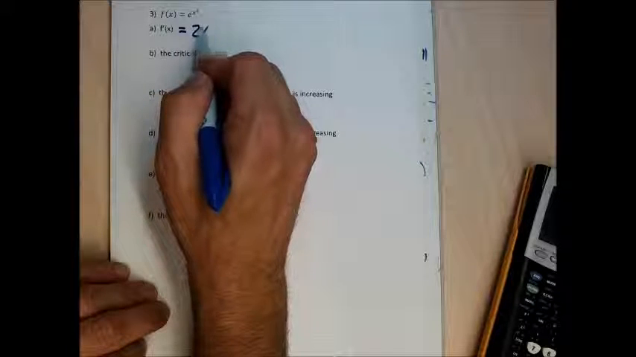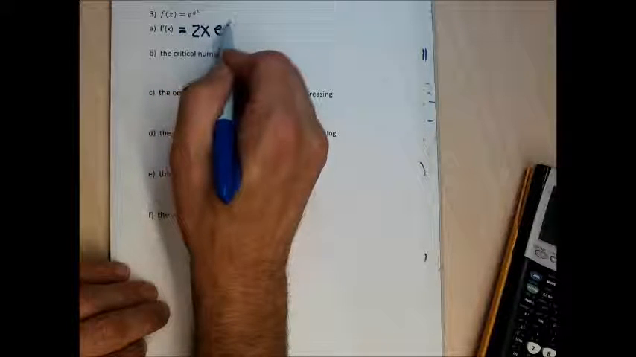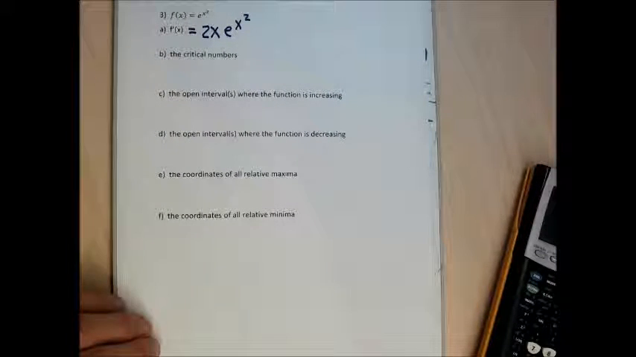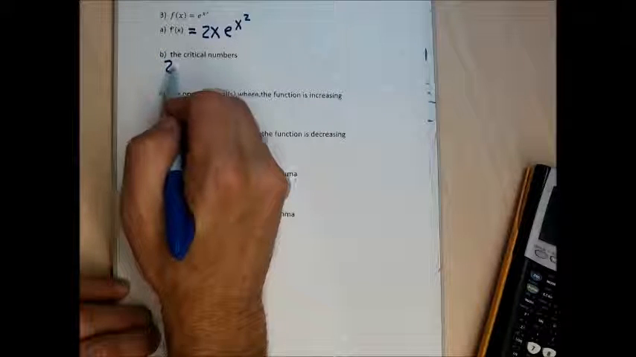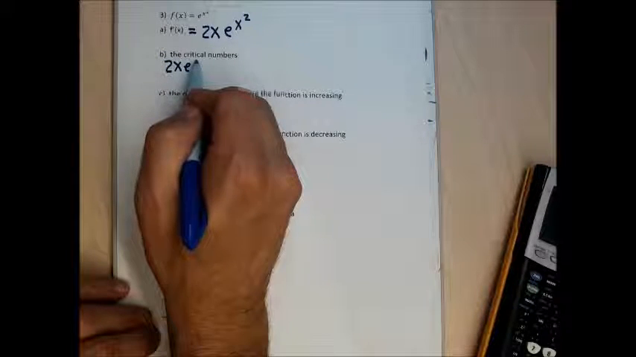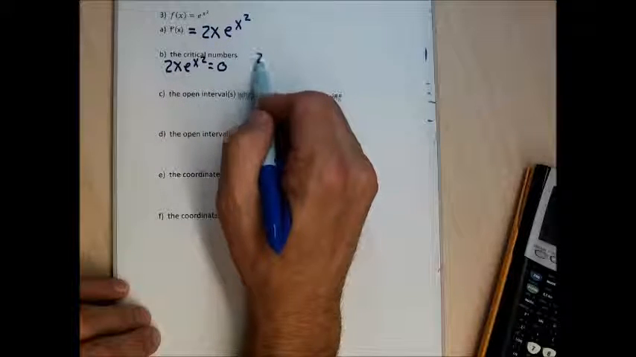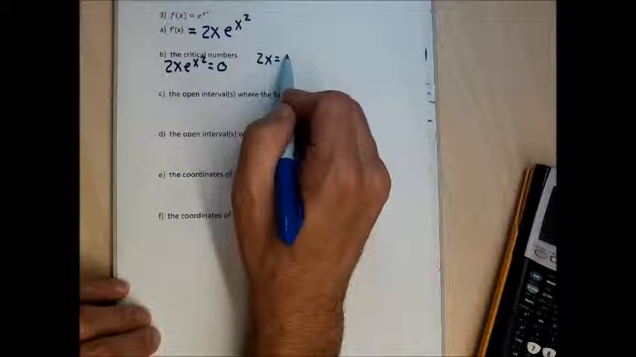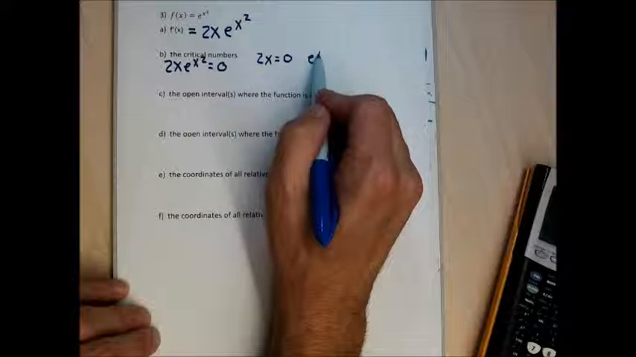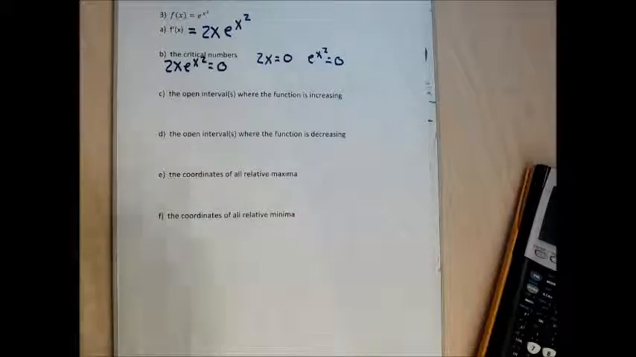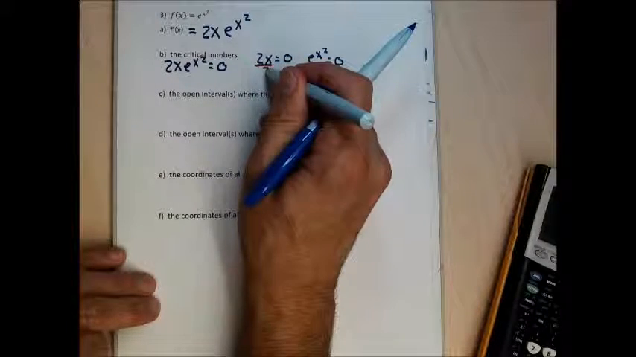The derivative of the exponent is 2x, and I multiply it by the original function. So the answer to part 3a, the derivative, is 2x e to the x squared. To find the critical numbers for this derivative, I'm going to set the derivative equal to 0. The derivative is already factored, so I'm just going to separate the factors and set each of the factors equal to 0, which involves setting 2x equal to 0 and e to the x squared equal to 0.